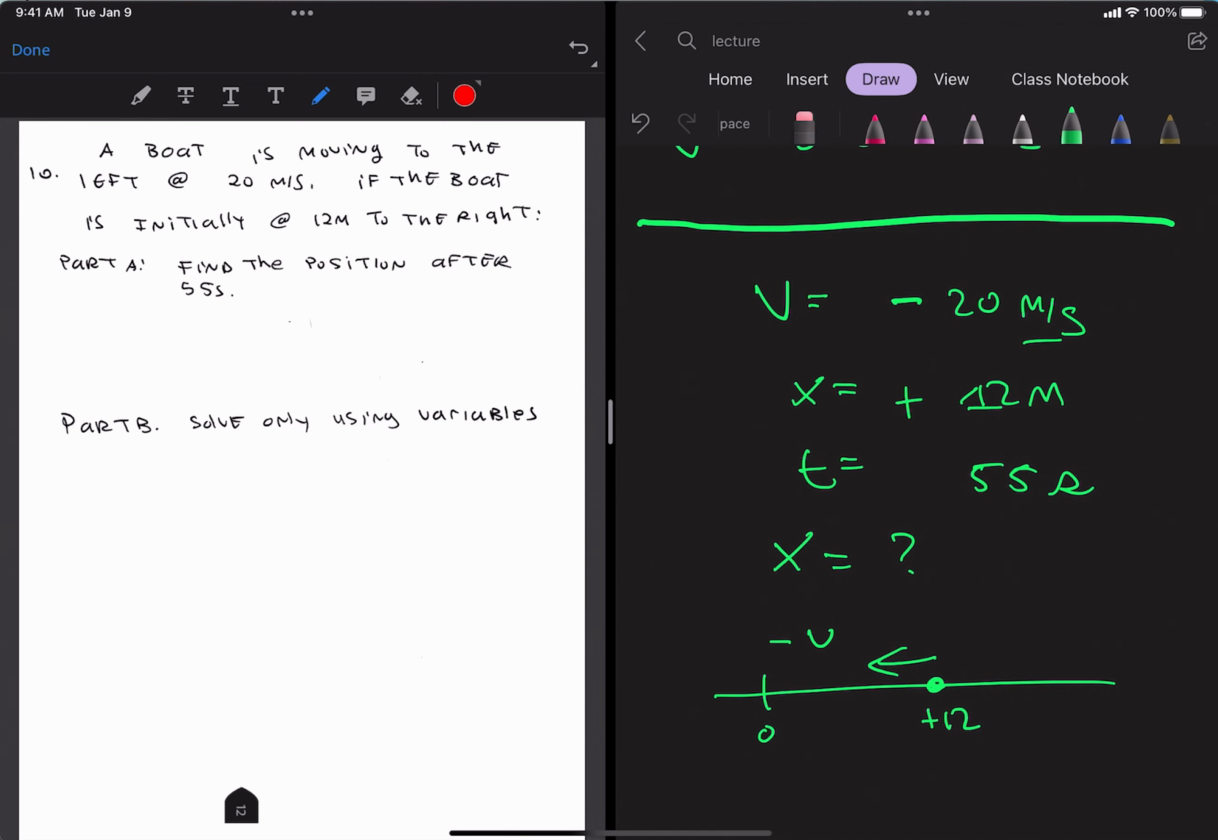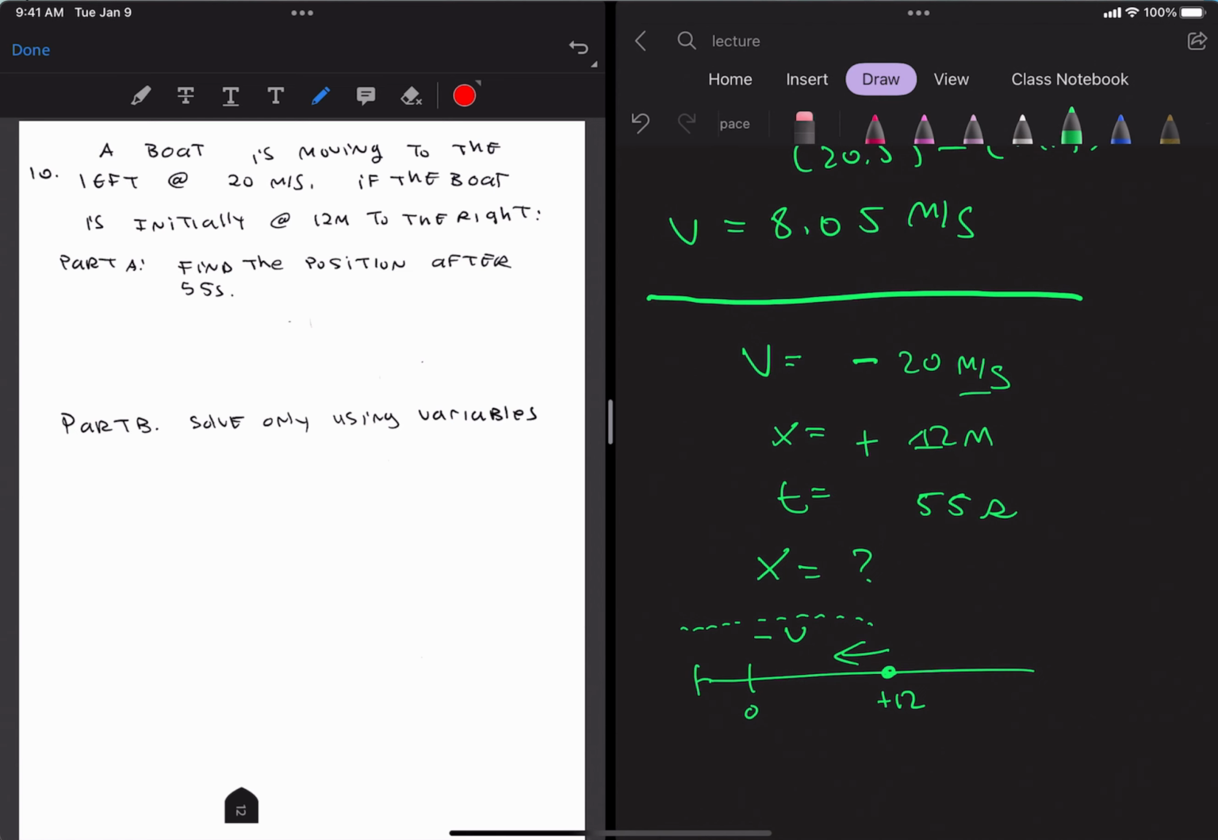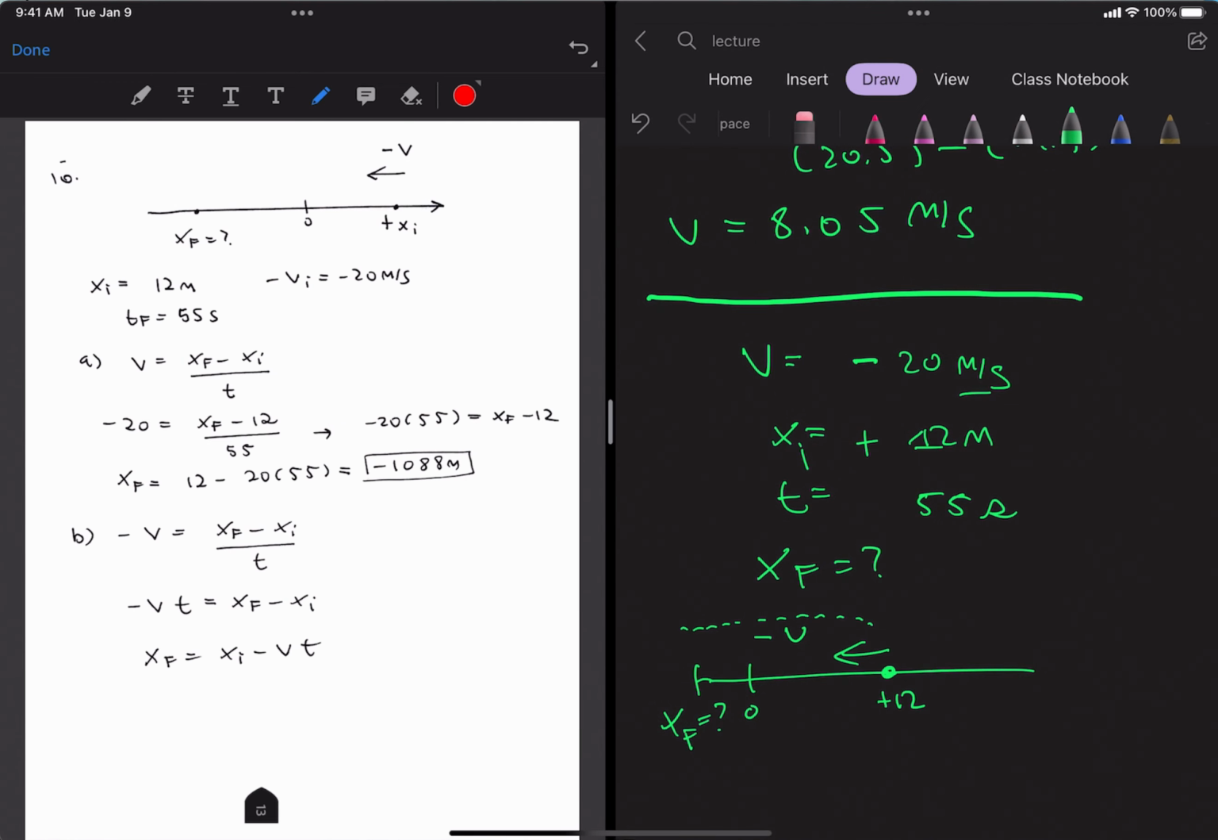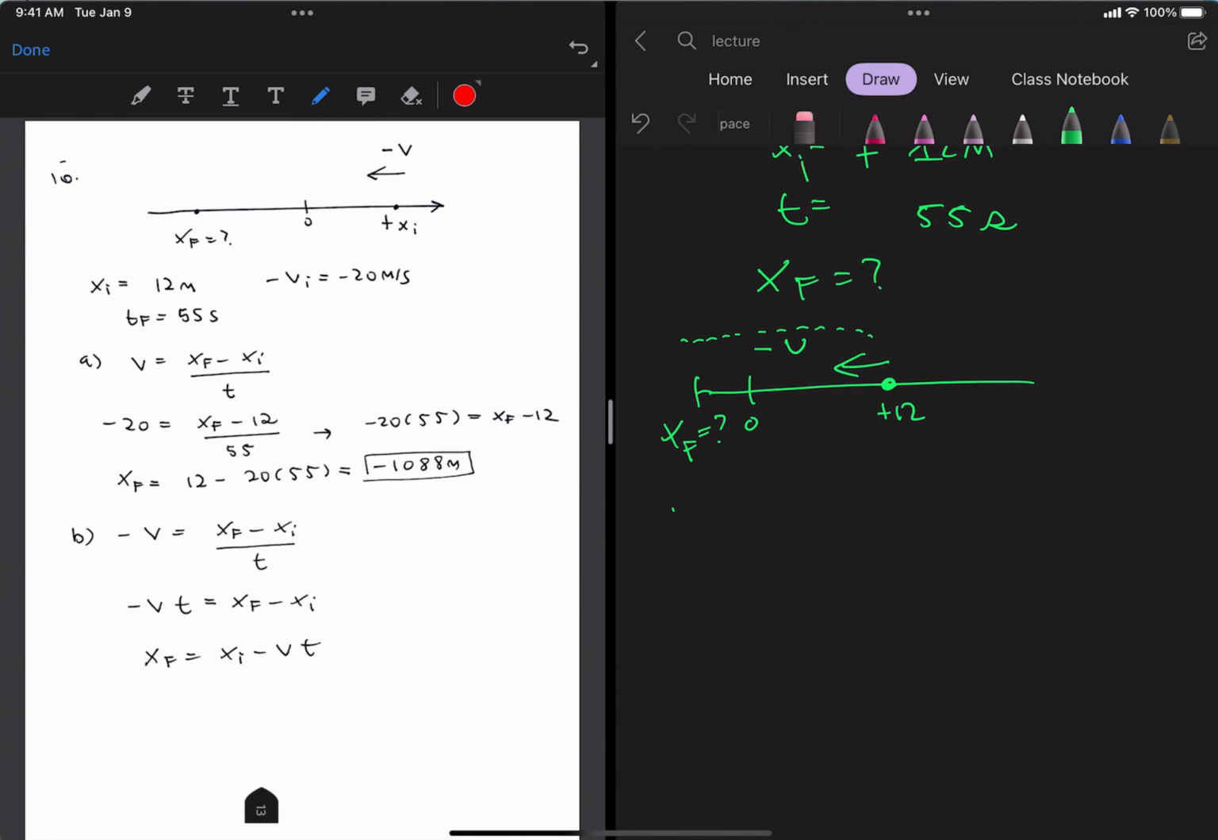So the boat is at positive 12, moving to the left, and 55 seconds go by, and we're trying to figure out where the boat is going to wind up. So what is x final? We're trying to solve for x final, and the 12 is actually the initial position. So here, the equation we're going to use is velocity equals final position minus initial position divided by the time it takes to go between those 2 points.